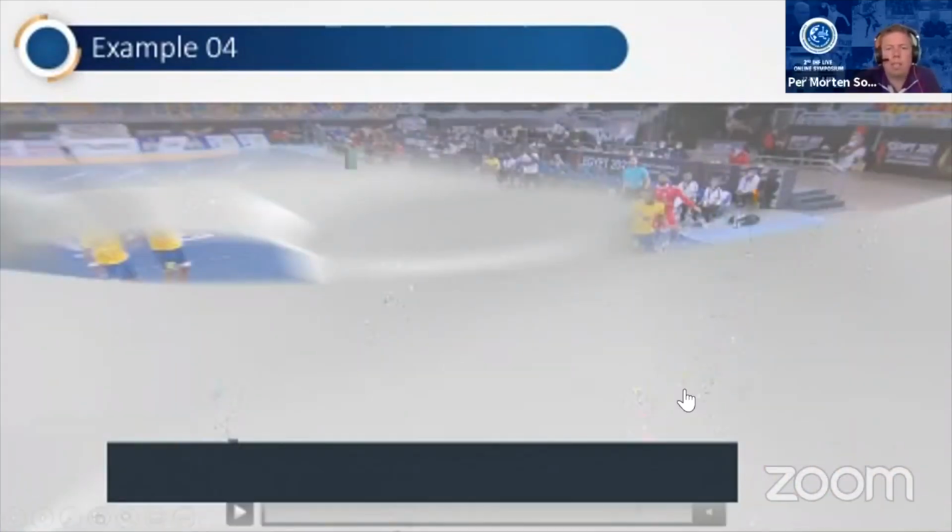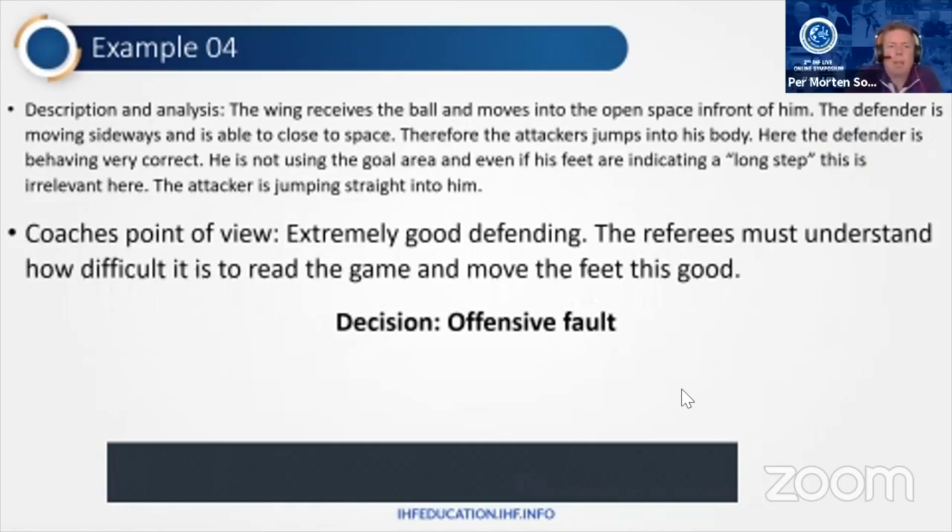And this is really good defending. The wing player receives the ball and tries to break through. The wing defender comes into the right position without using the goal area. He has the space first and is jumped into. This is an offensive fault.